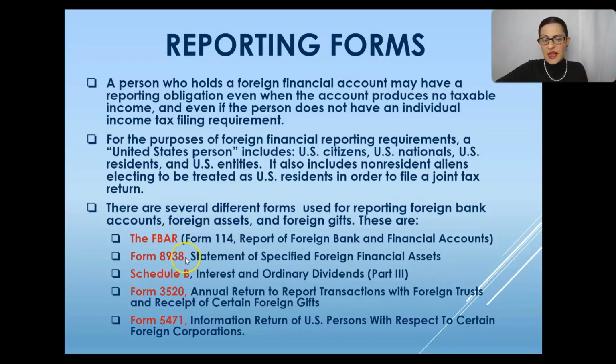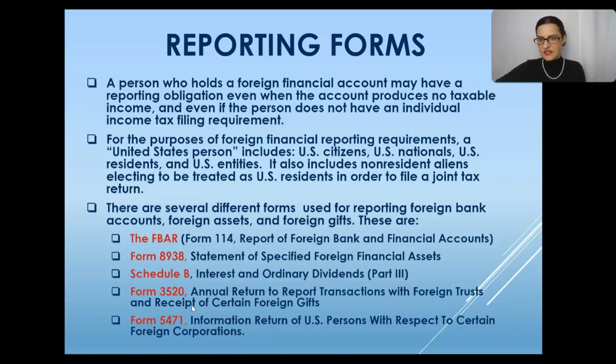The Form 8938, which is the Statement of Specified Foreign Financial Assets. Schedule B, which is for interest and ordinary dividends, but there's a part at the bottom of the form, Part 3, which is used for disclosure for foreign financial accounts. Form 3520, Annual Return to report transactions with foreign trusts and receipt of certain foreign gifts. This trips a lot of people up, and there are several cases that have gone through the courts recently with regards to this form in particular.